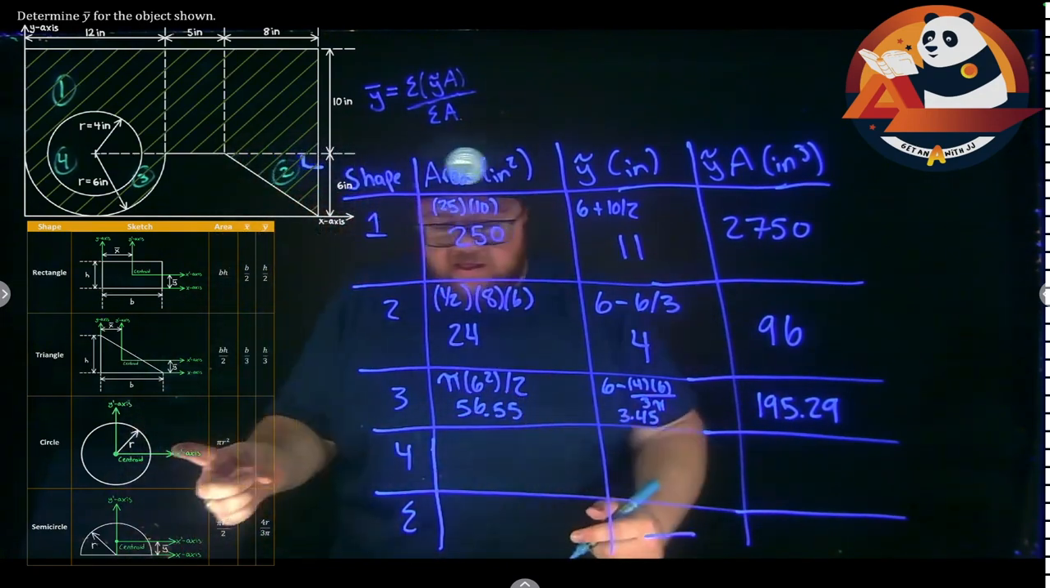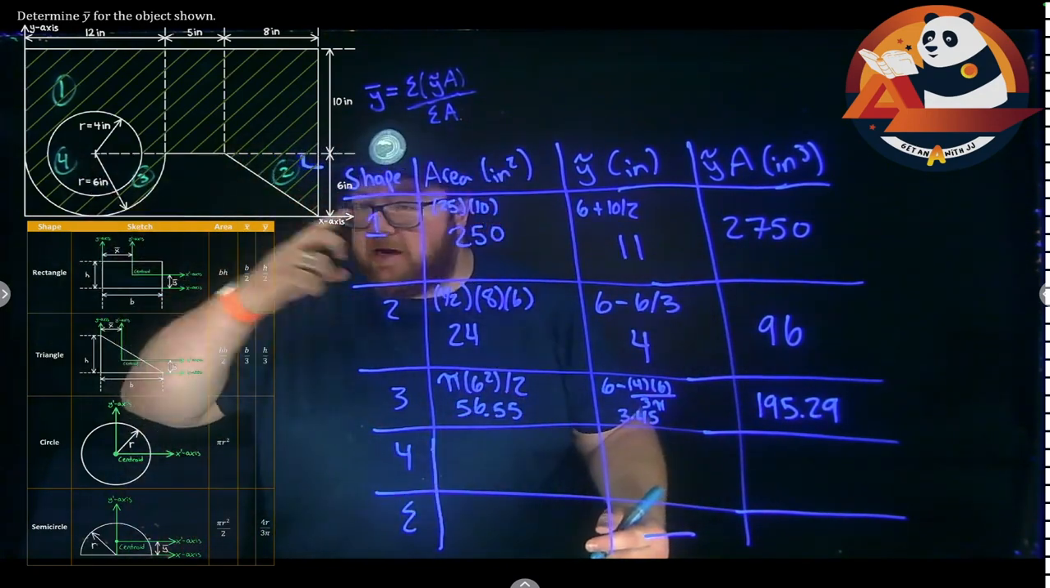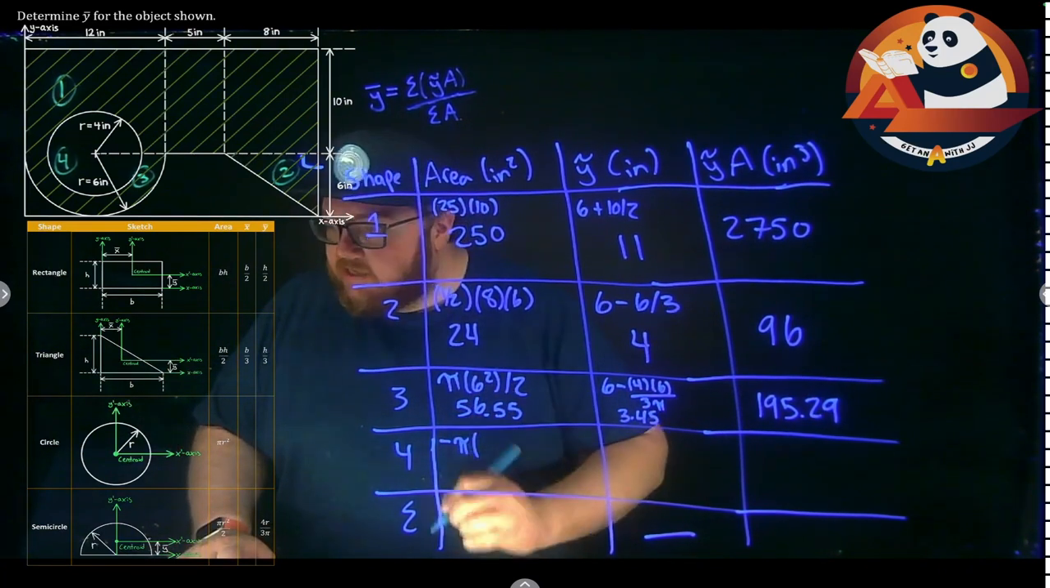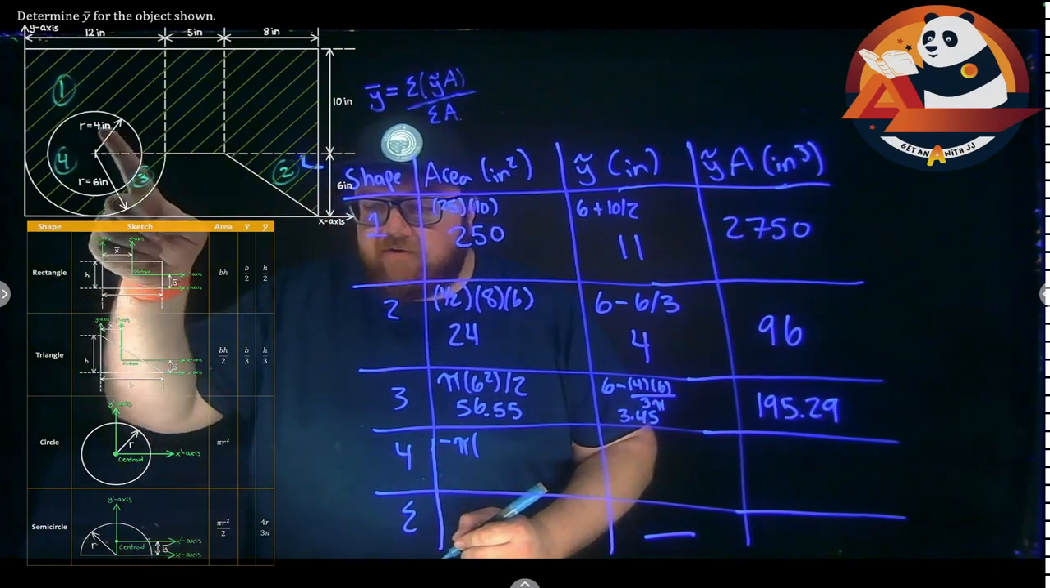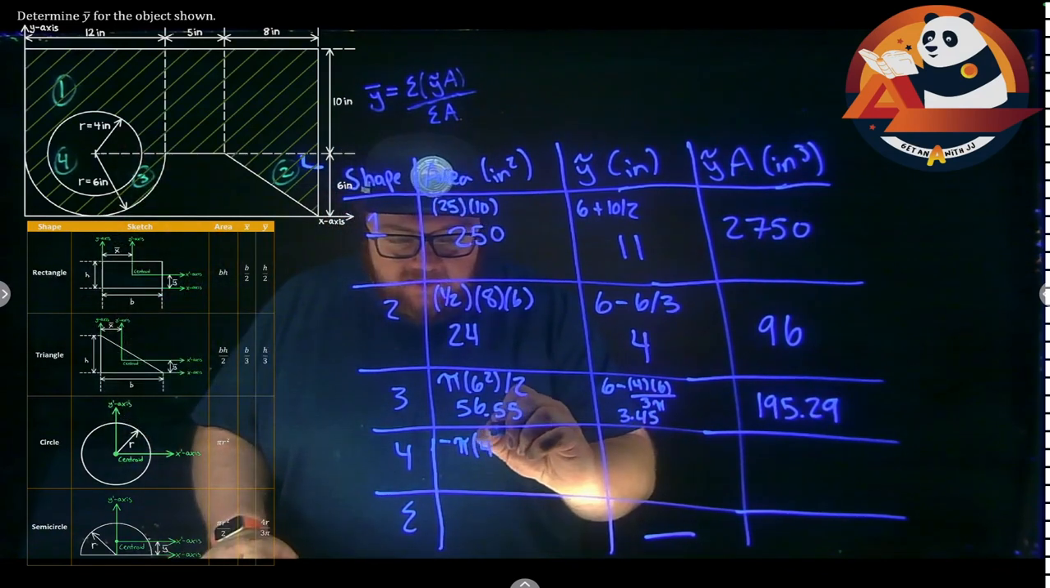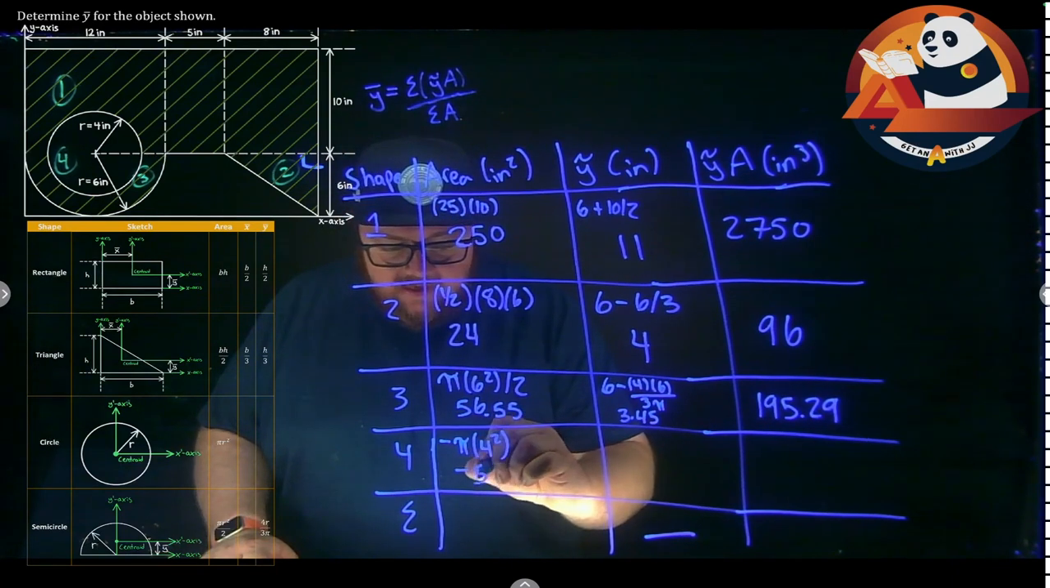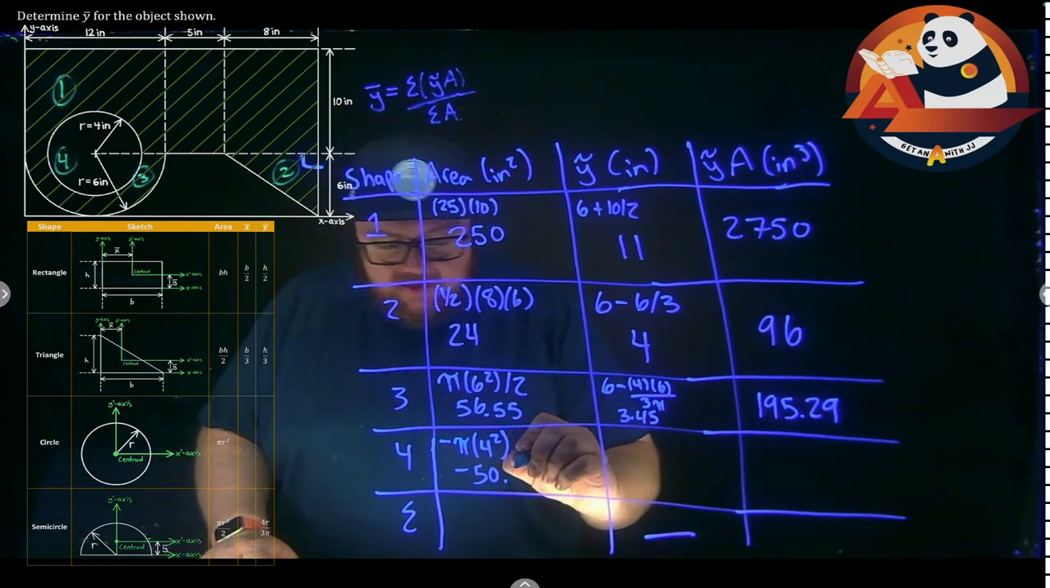We need to work with my full circle, shape 4. The area of a circle is pi r squared. There's a hole, so negative pi times my radius squared. We're given that radius is 4 inches. Pi times 4 squared. This is negative 50.27.